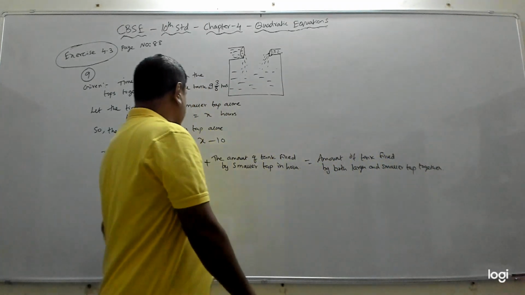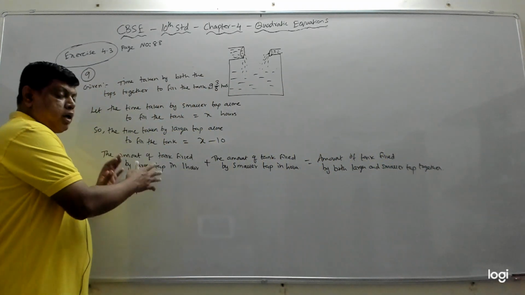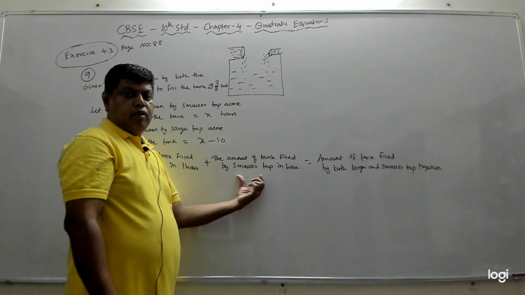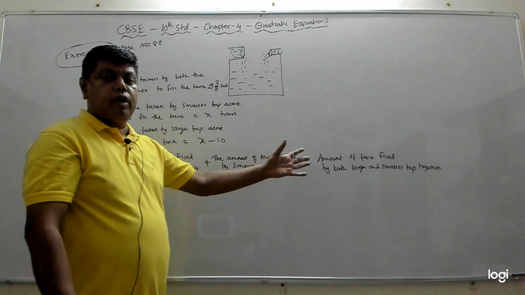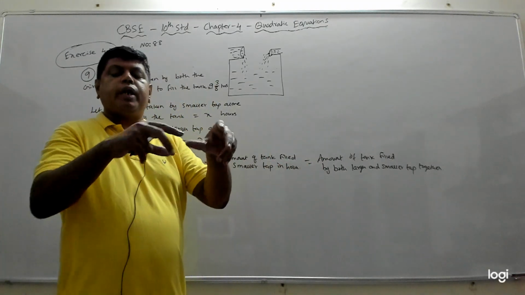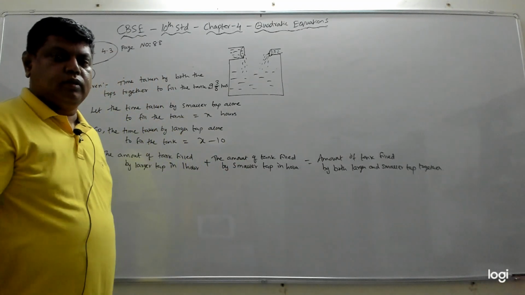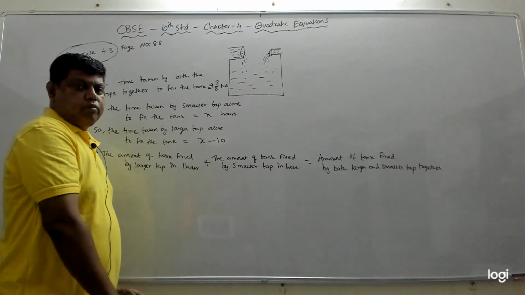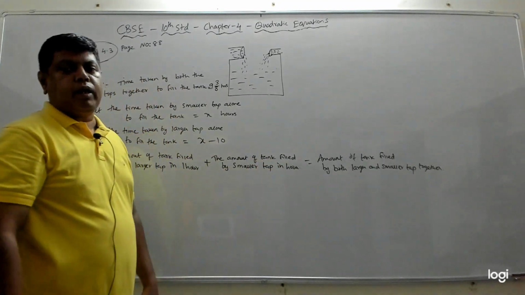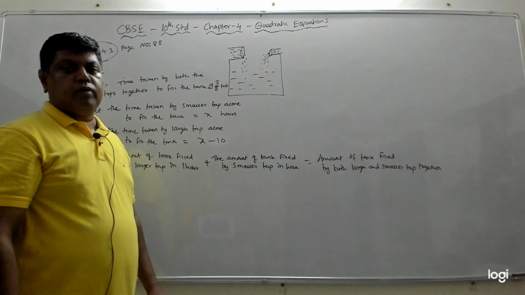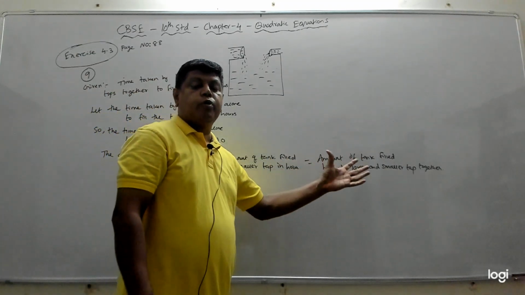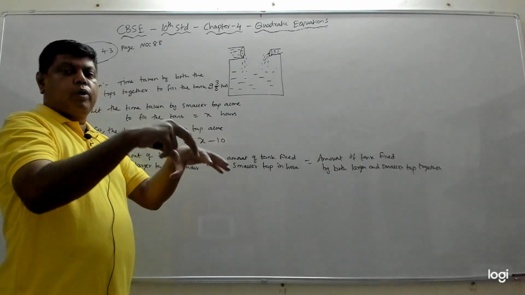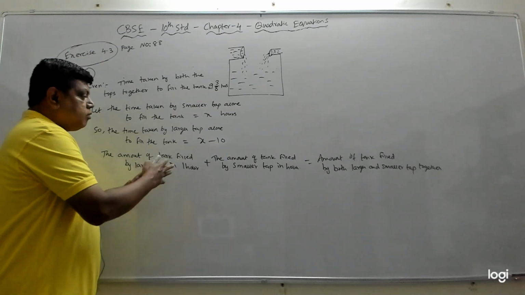So this is true, right? See, the amount of tank filled by the larger tap alone plus the amount of tank filled by the smaller tap alone will be equal to the amount of tank filled by both the taps together. Right? So how much part of the tank is filled in 1 hour by the larger tap? How much is filled by the smaller tap? Now if you add both, that will give the amount of tank filled by both the taps together. Here the larger alone is filling, the smaller alone is filling.